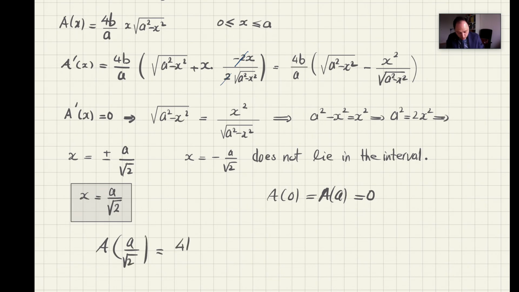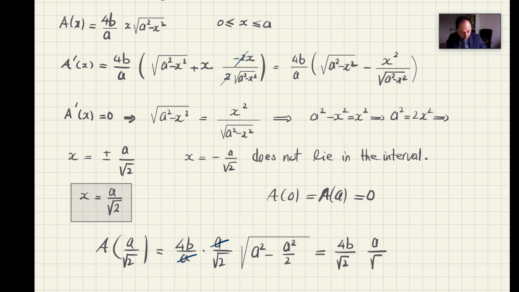So I have 4b over a. Instead of x, I put a over square root of 2. And then square root of a squared minus x squared, which becomes this. So here, if you see, this a and that a are gone. So it becomes 4b over square root of 2. And then this becomes a over square root of 2, because this number is 1/2 a squared.